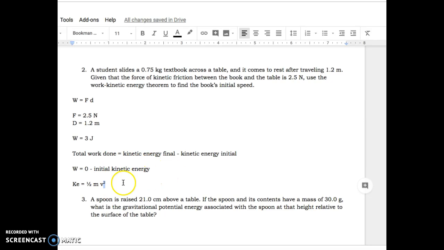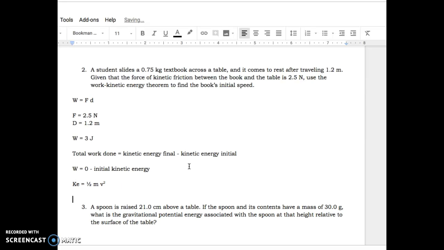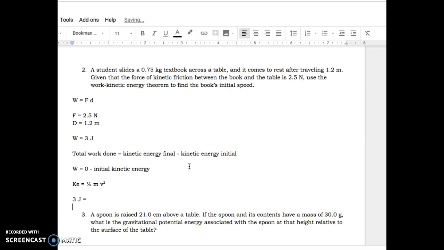All right, so let me just kind of march this out here. To summarize again, the work that we calculated before was 3 joules, and that equals the change in the kinetic energy, and the initial kinetic energy is all we have to concern ourselves with because the final kinetic energy is 0. So 1/2 times mass, which is 0.75 kilograms, times v squared.